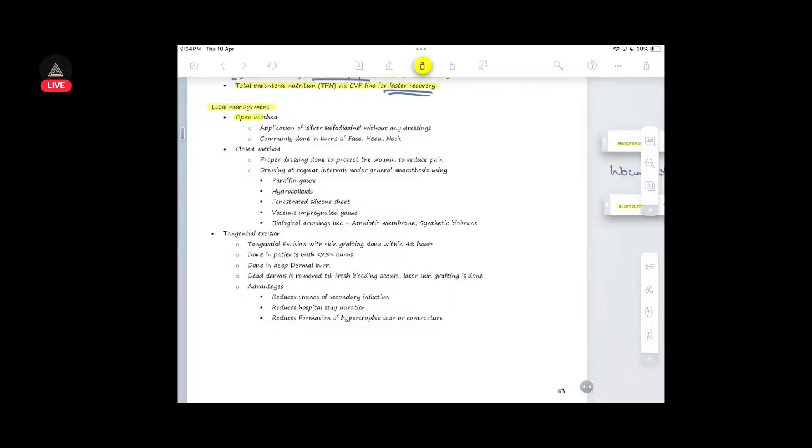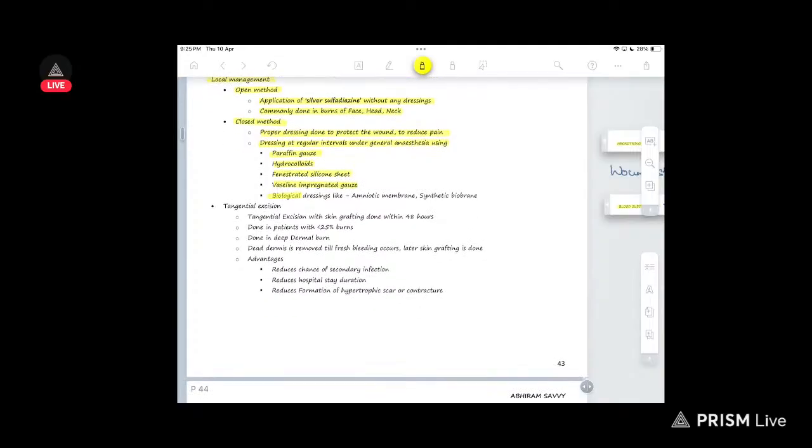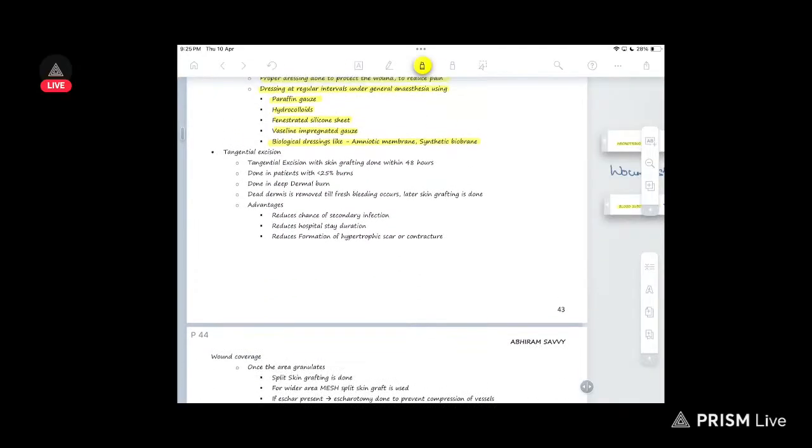Local management: you have open method and closed method. Open method: application of sulfasalazine without any dressing, commonly done in burns of face, head and neck. Closed method: proper dressing done to protect the wound and reduce the pain. Dressing at regular intervals under general anesthesia using paraffin gauze, hydrocolloids, fenestrated silicone sheet, Vaseline impregnated gauze, and biological dressing like amniotic membrane, synthetic Biobrane.